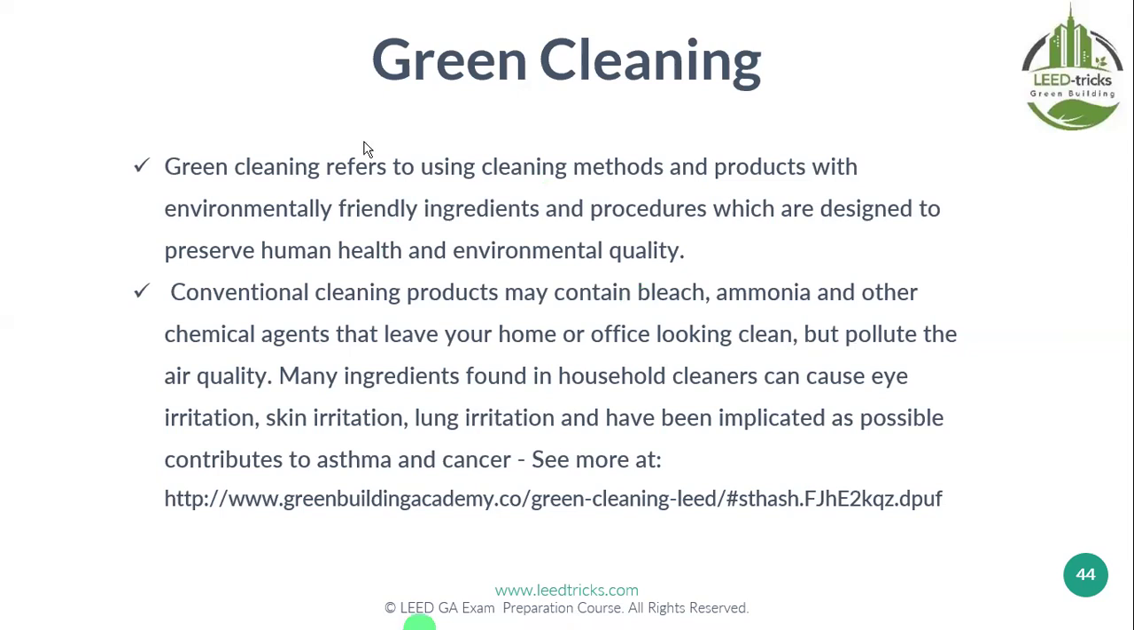The last topic in this chapter is green cleaning. We hear about green cleaning. Is it a green product or what? No, actually no. Green cleaning refers to using cleaning methods and products with preferred environmentally friendly ingredients and procedures. Why procedures? Because green products or cleaning products are normally chemicals. So if you cannot manage the content to be environmentally friendly, which you will not find, at least the procedure, how to use it, the quantities.